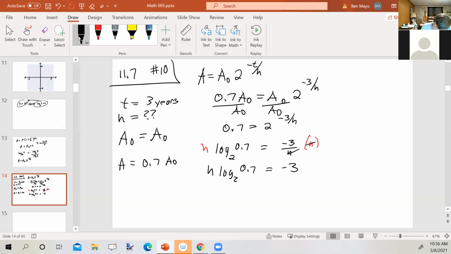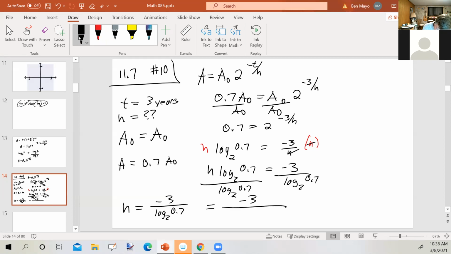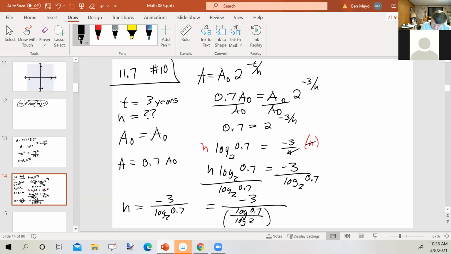Now I'm going to divide both sides by log base 2 of 0.7. So h equals -3 divided by the log base 2 of 0.7. But using the change of base formula, that would be -3 divided by log, I'm going to use base 10, of 0.7 divided by log base 10 of 2. And I'm going to group that denominator.